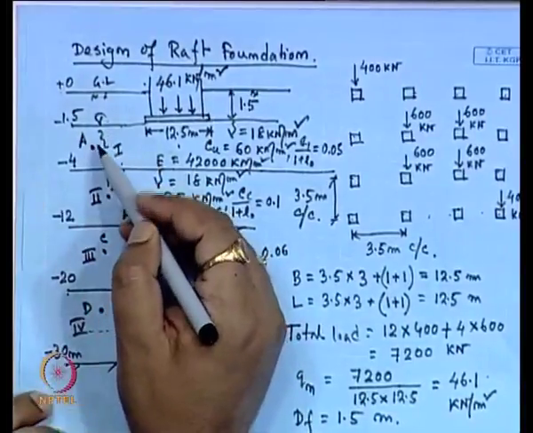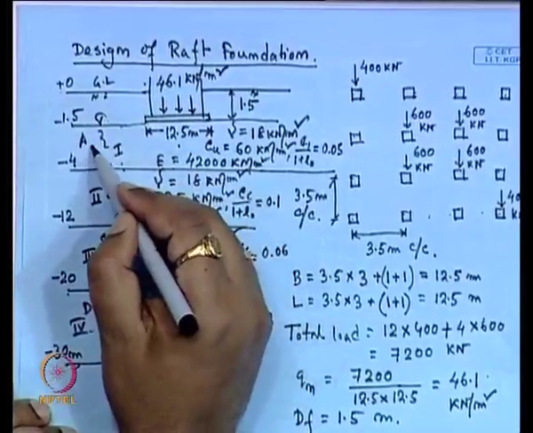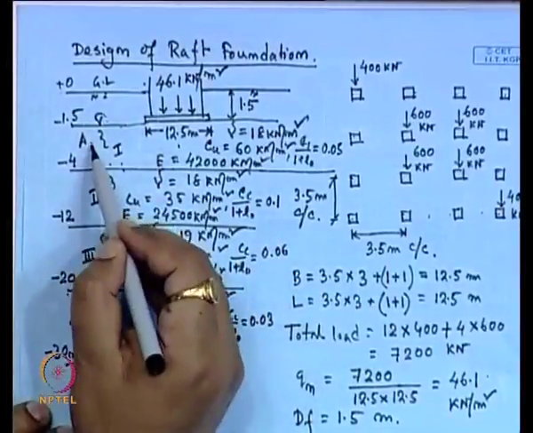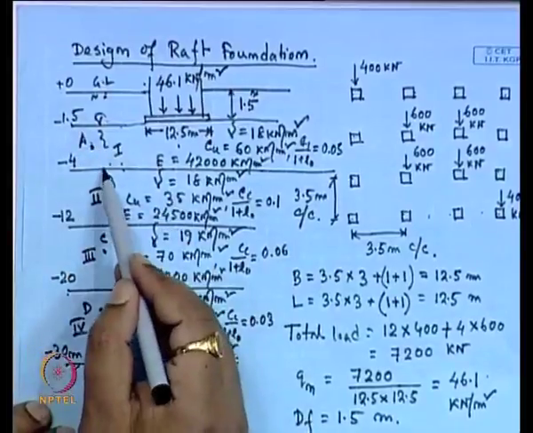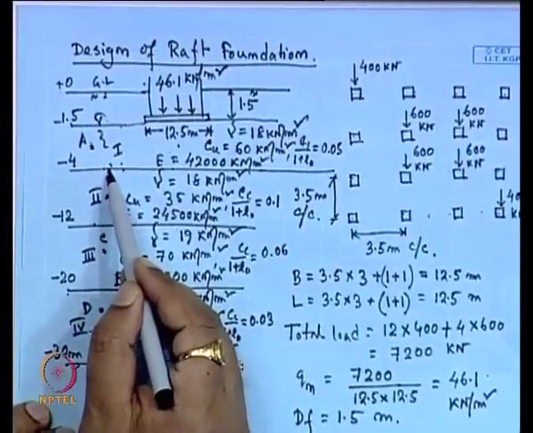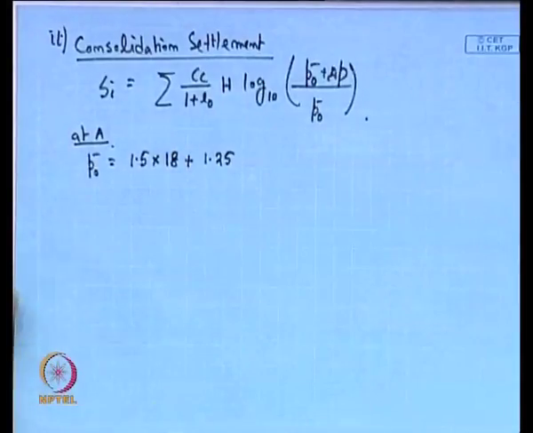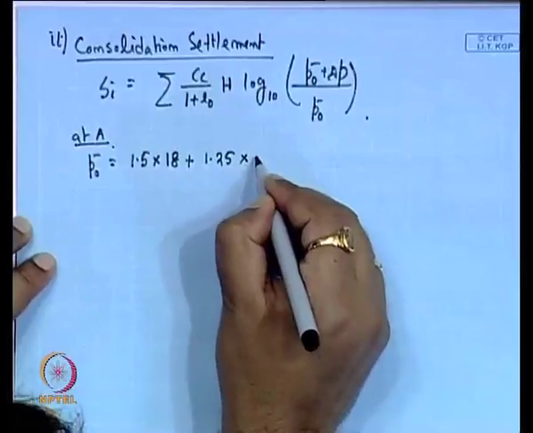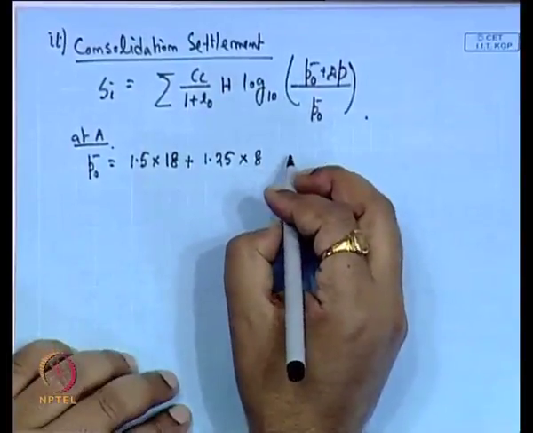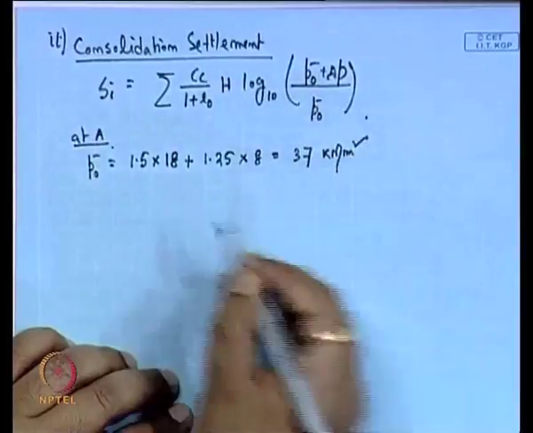If we choose more points, then we will get a more accurate value, but this center point is also good enough to calculate the settlement. So we are considering the center point of each layer. Here also the layer thickness is 8 meter, so this point is 4 meter from the starting of this layer. Similarly, we can calculate 1.25, and the water table is 1.5 meter below the ground level. So this will be 8, because 18 minus 10. So this value is 37 kilonewton per meter square.